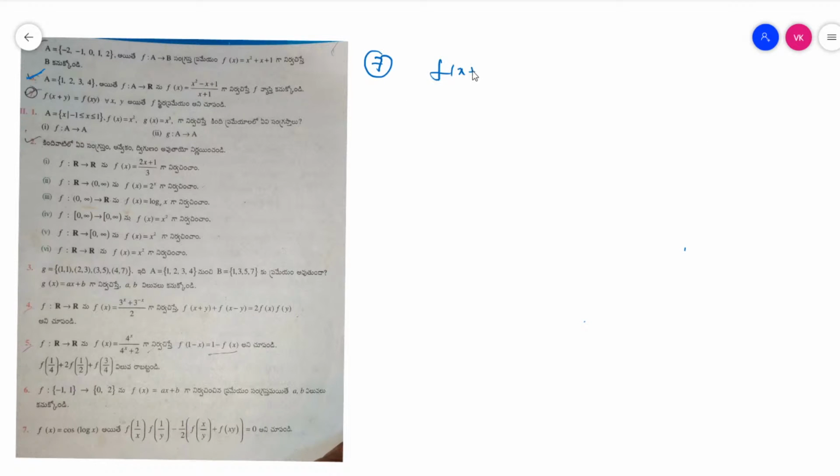f of x plus y is equal to f of xy for every x comma y. Then find whether f is a constant function.